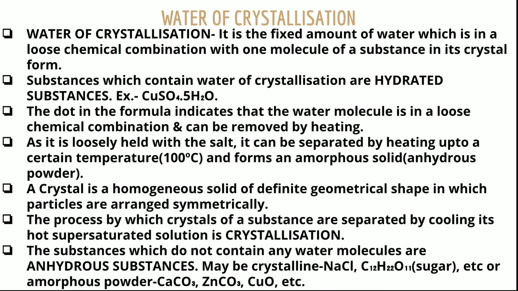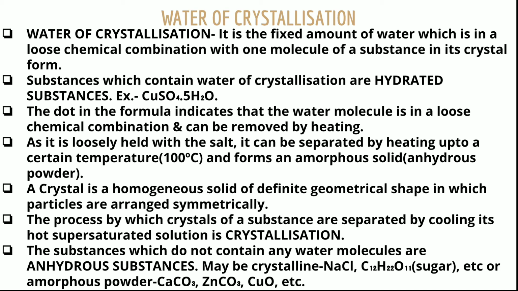As it is loosely held with the salt, it can be separated by heating up to a certain temperature, that is 200 degrees centigrade. If we heat the substance, we can easily remove the water molecules from it, making it an amorphous solid, that is anhydrous powder. That is known as amorphous solid.